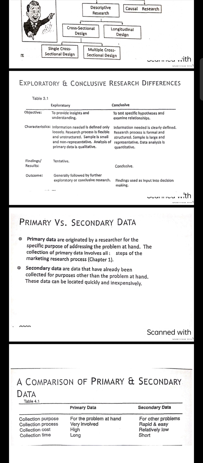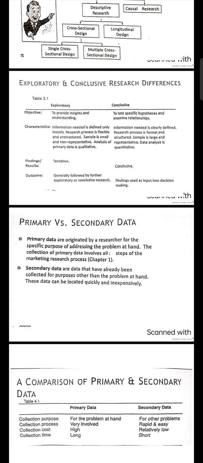So the characteristics are: the information needed is clearly defined, and the research process is formal and structured. The sample is large and representative. Data analysis is quantitative. That means you're looking for a number from the data. It's like the popular word now, big data. So we're collecting big data samples and doing the analysis.